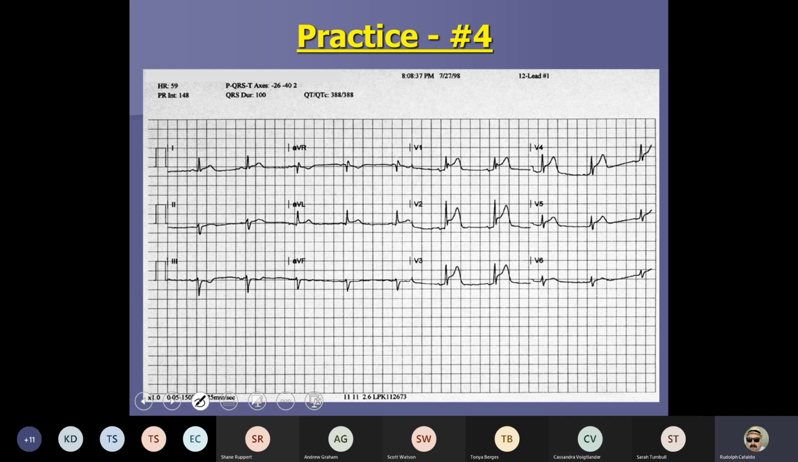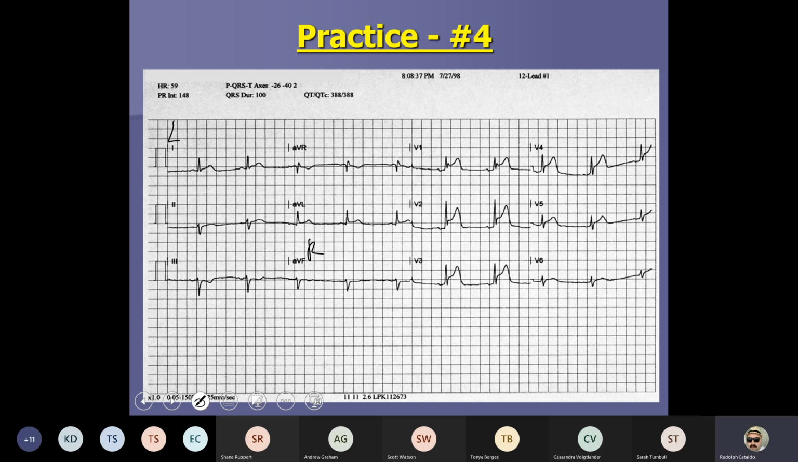Okay, left thumb is 1. So we'll put an L right there for 1. Right thumb is what? AVF. Okay, right thumb is AVF. You're 50% there. Put your thumbs exactly how those QRSs look.